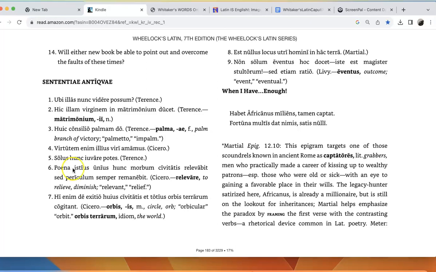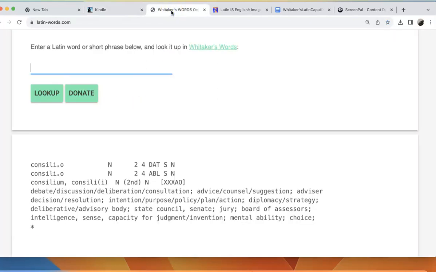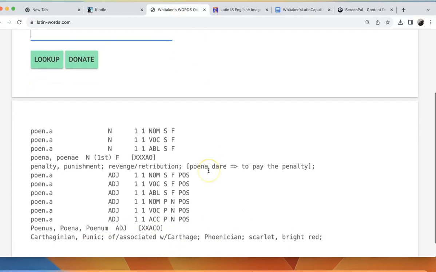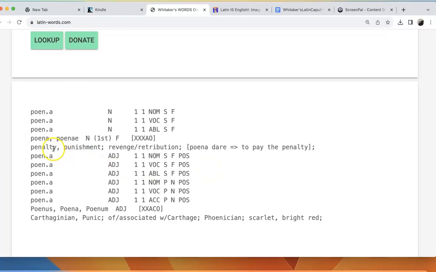So, poena means penalty or punishment. This is a word that we've had before. Again, if we're not sure because we have forgotten, which is fair enough, we just look it up. And you can see it means penalty or punishment. Again, the challenge is only the context will tell you its case or function or meaning.